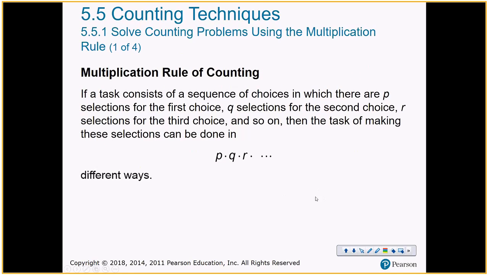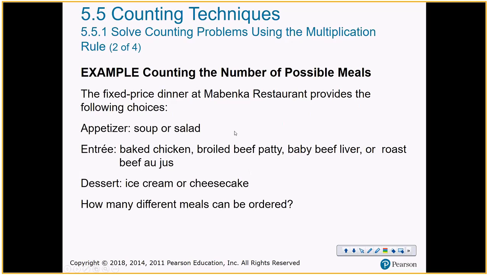Okay, the multiplication rule. I'm not going to worry too much about that. Y'all know how to multiply. But in a task of a sequence of choices where there are P selections for the first choice, Q selections for the second choice, and R selections for the third, you multiply them together. Okay? Hopefully they're going to give us an example here. A fixed price dinner at a restaurant provides the following choices: appetizer, soup or salad, entree. So you got a 3-course meal. All right. How many different meals can be ordered?